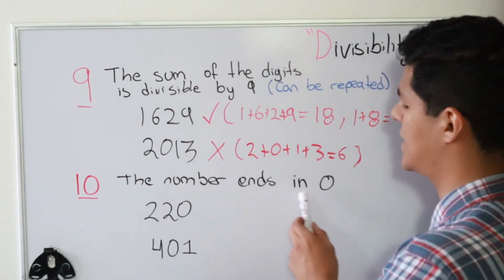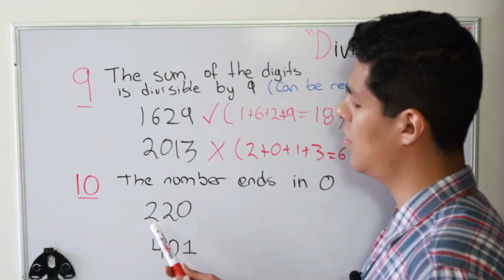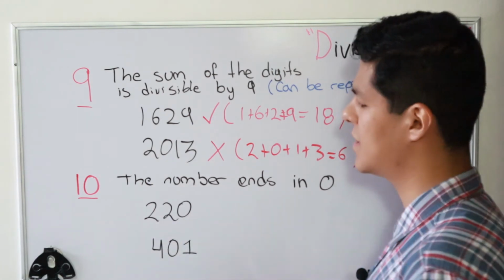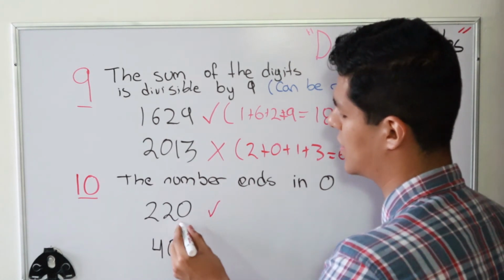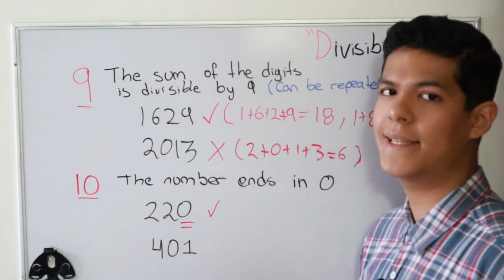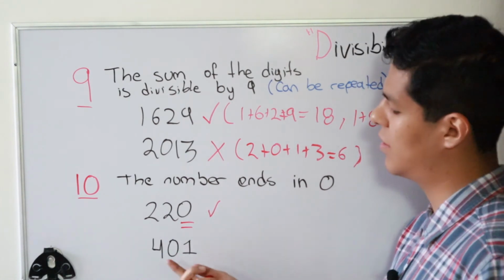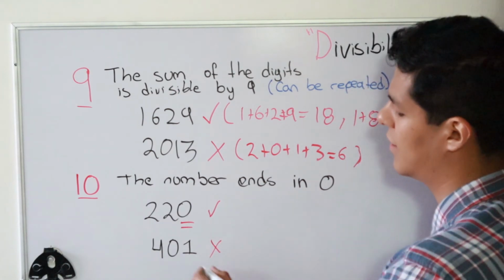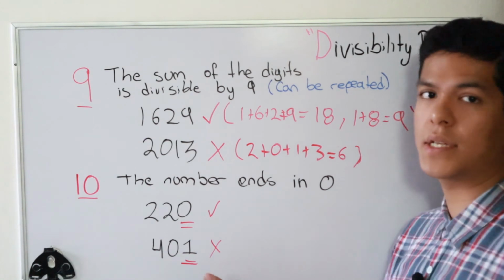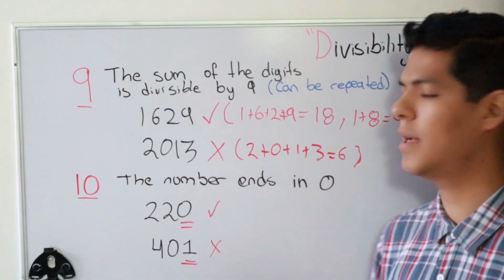The next criterion, guys, is the criterion of 10: a number is divisible by 10 if the number ends with 0. So is 220 divisible by 10? Well, it is, because the last digit is 0. But 401 isn't divisible by 10 because the last digit is 1, and this number doesn't end in 0.